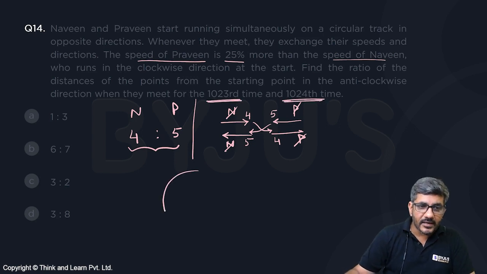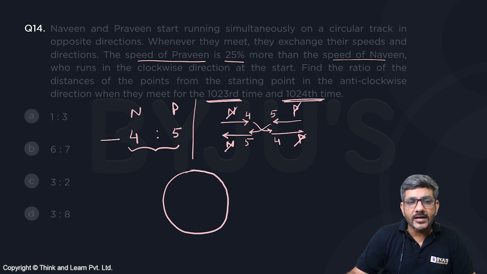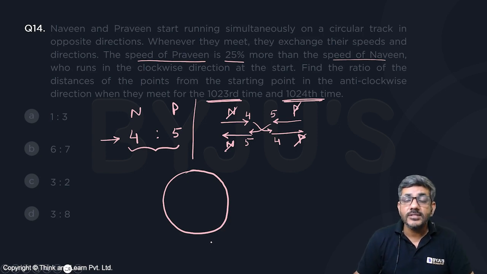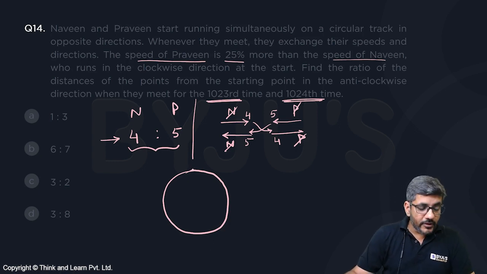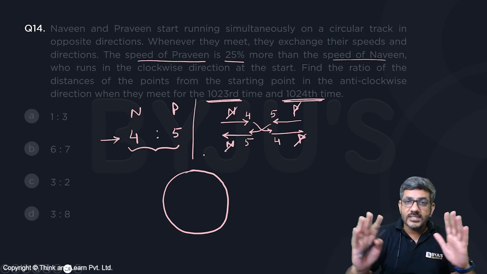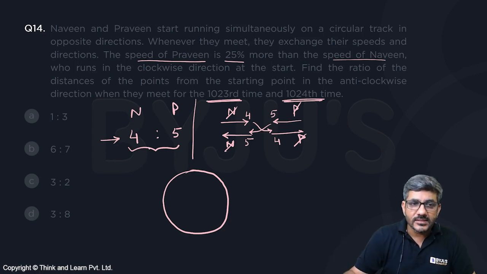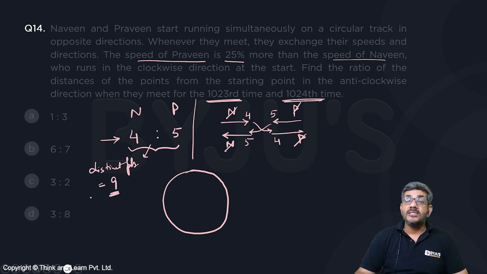So let me take a circular track. On the circular track, two people are running at speeds of 4 and 5. The ratio of their speeds is 4:5. So we all know when two people move towards each other, I mean they run in opposite direction, what is the number of distinct points at which they meet? The number of distinct points at which they meet is 4 plus 5, that is equal to 9.